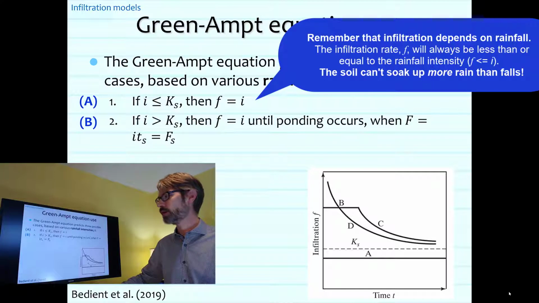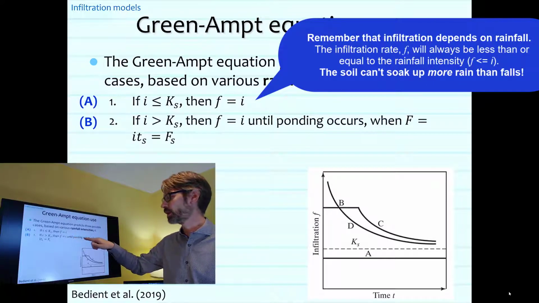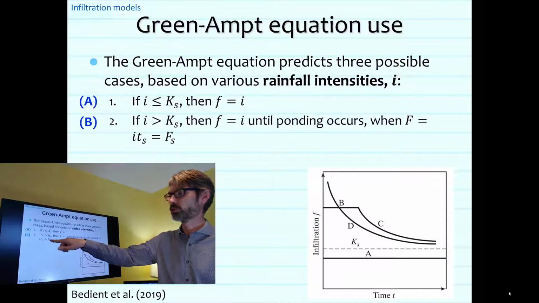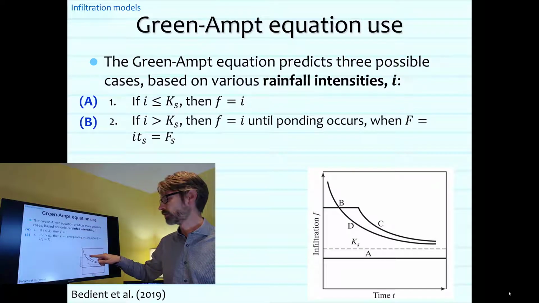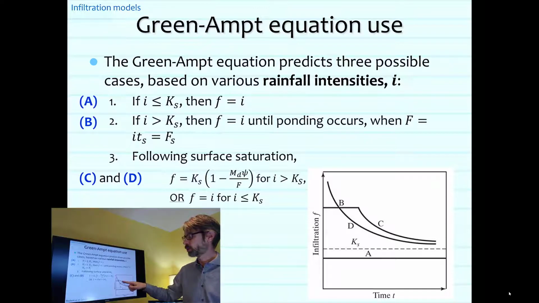If I is greater than Ks, then F will be equal to I until we get ponding. When F is equal to its ponded value, that's this corner point here. And then following that surface saturation, that's for lines C and D, we know that F decreases as the cumulative infiltration volume increases, and so as we get more and more rainfall, we expect that infiltration rate to decrease.